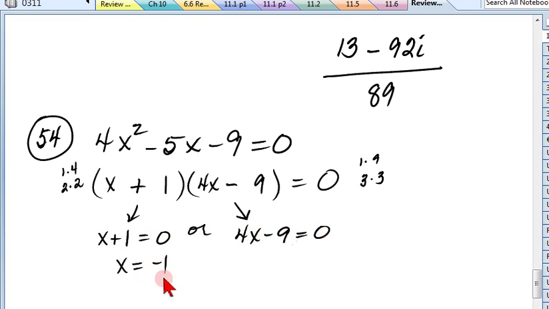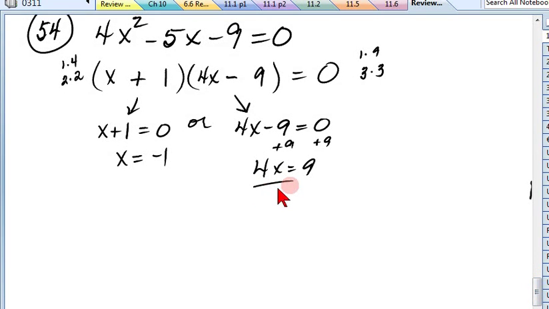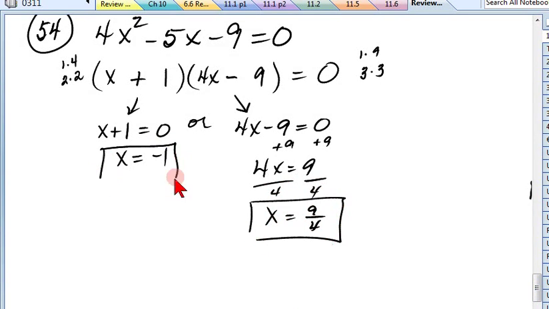That means x is negative 1. On the second equation, I'd have to add 9. 4x is 9. Divide by 4. x is 9/4. Quadratic equation solved by factoring.